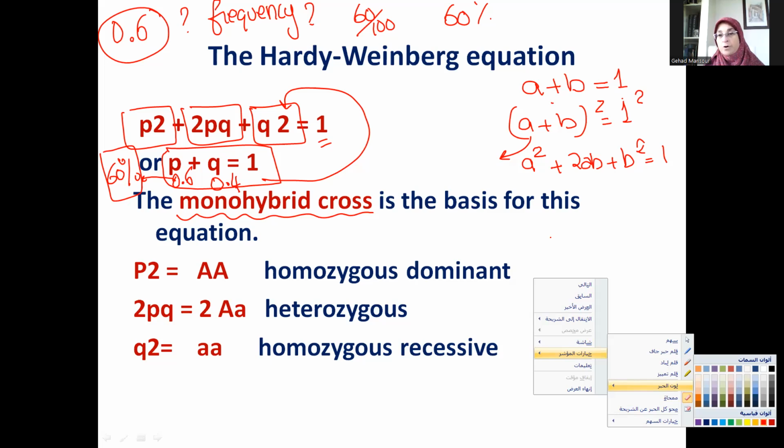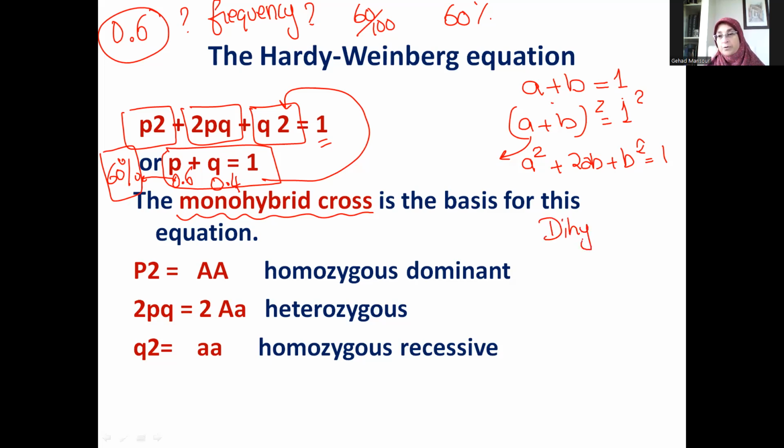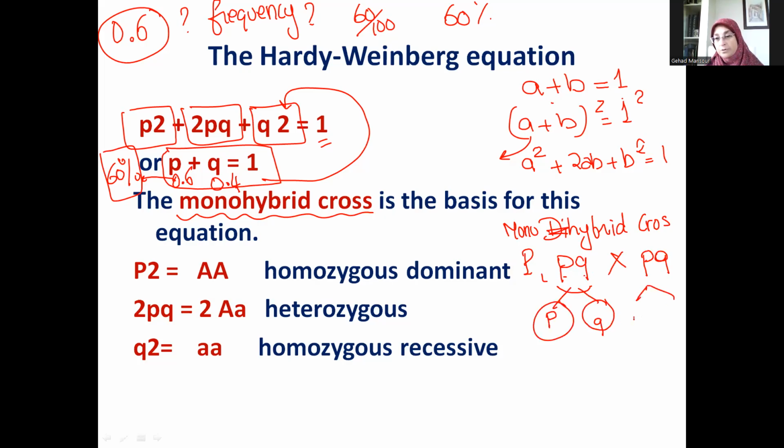Okay, so if I want to represent the monohybrid cross, I'm crossing two individuals, both being hybrid for one trait. So I will have PQ, this is dominant, this is recessive, this is the genotype of the first parent, and this is the genotype of the second parent. And then you do the gametes, P and Q. And then here you have the gametes, again, P and Q, and you do a Punnett square. And of course, you know the results would be what?